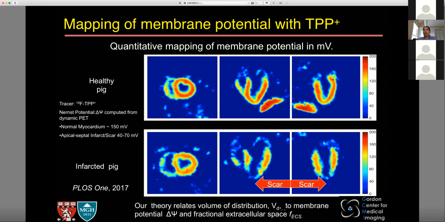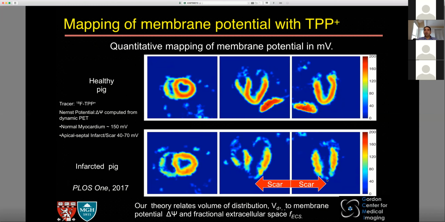So what you're looking at here is negative numbers in millivolts. These are not arbitrary units. These are not uptake values. These are the membrane potential in millivolts in the myocardium. This is measured non-invasively with a PET-MR. And this is a nice thing to look at.